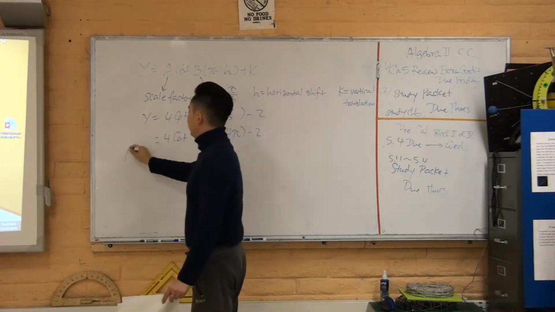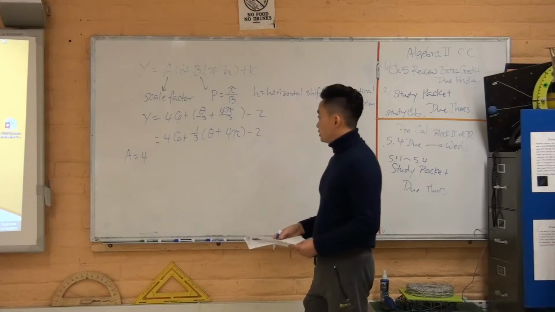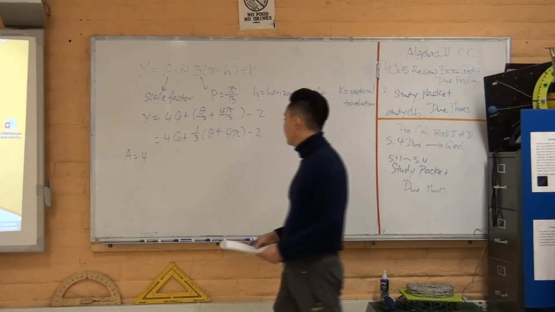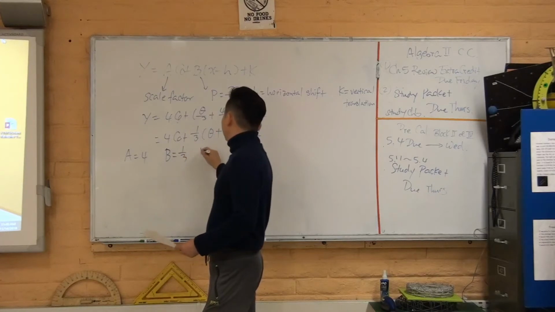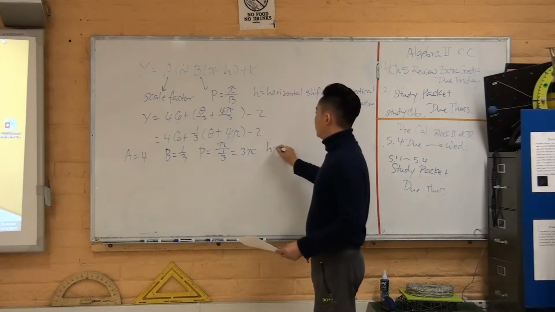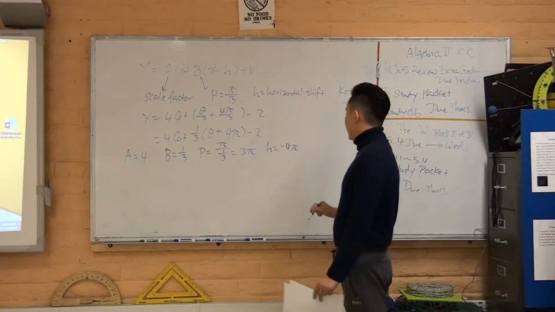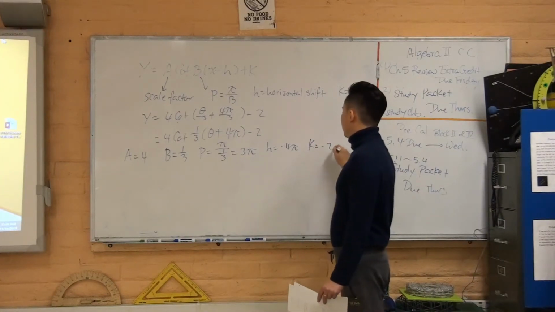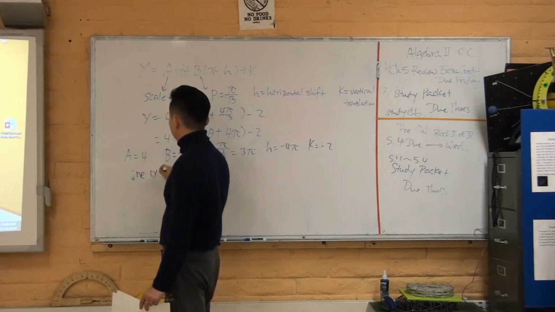So for A, we have 4, which is the scale factor. That means the curve is going to be considered vertically stretched. And then B, 1/3, which gives a period of 3 pi. And then H is negative 4, shifted 4 pi units to the left. And then K, negative 2. One of the most important steps here is that we need to do the one cycle test.